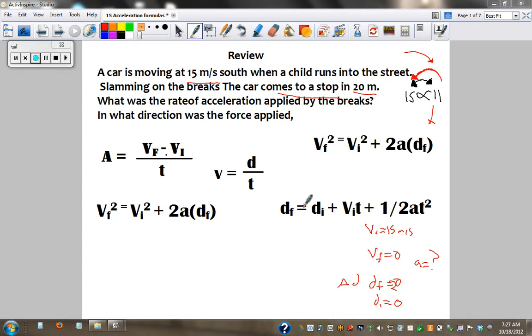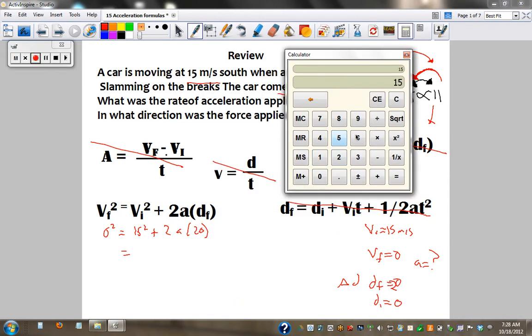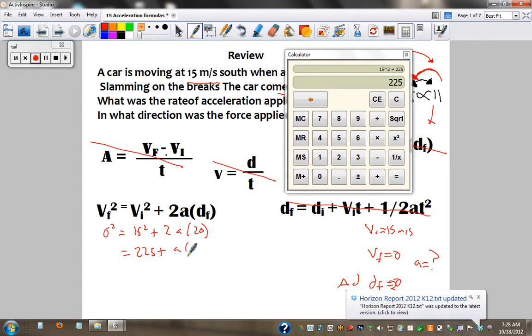So we want a formula that has all these that lets me solve for A. This one has time, can't use it. This one's average velocity, this one has time. I put this one up there twice, sorry. So let's plug in our numbers. 0 squared equals 15 squared plus 2 times A times 20. Okay, equals, calculator, 15 squared, 225, plus, combine these two, A times 40 equals 0.